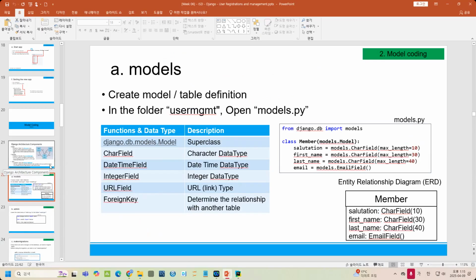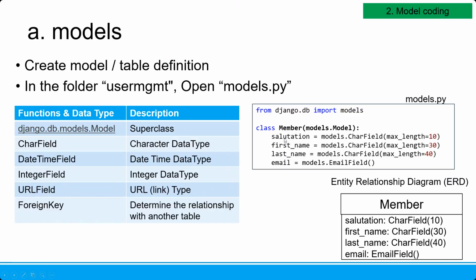So for the second part, we need to make the models. So what is the meaning by models? The models here is to create the table. We call it a table. Usually in the database, we will create a table.